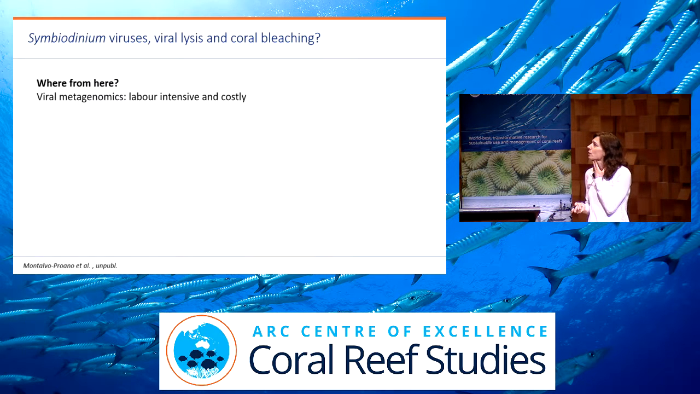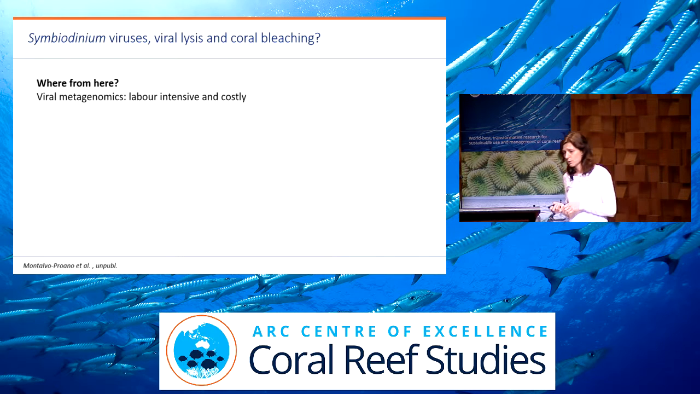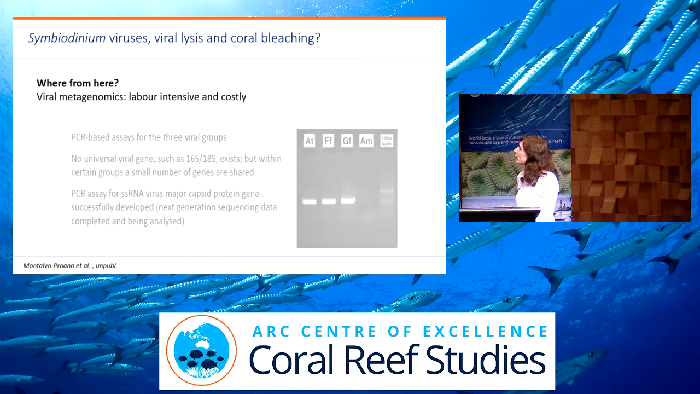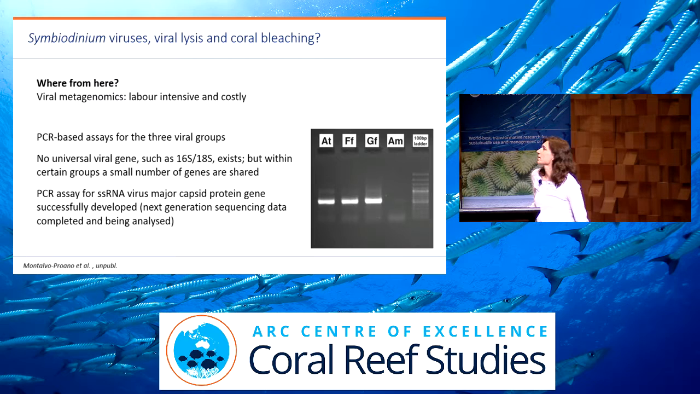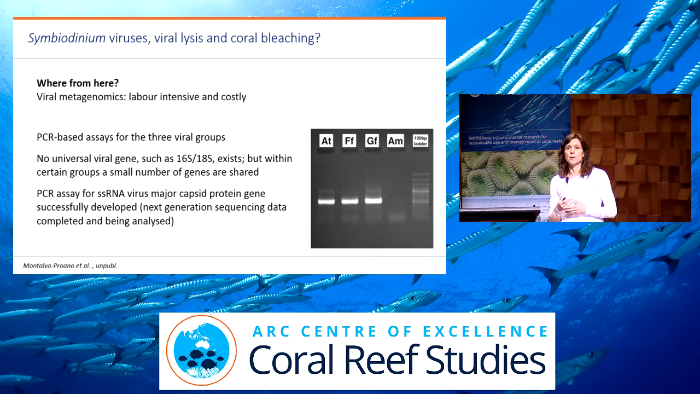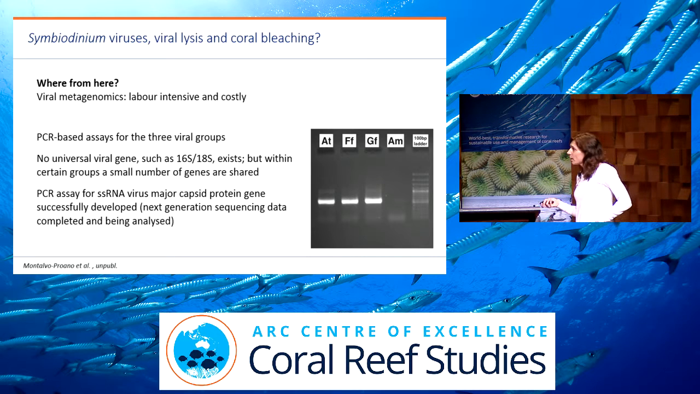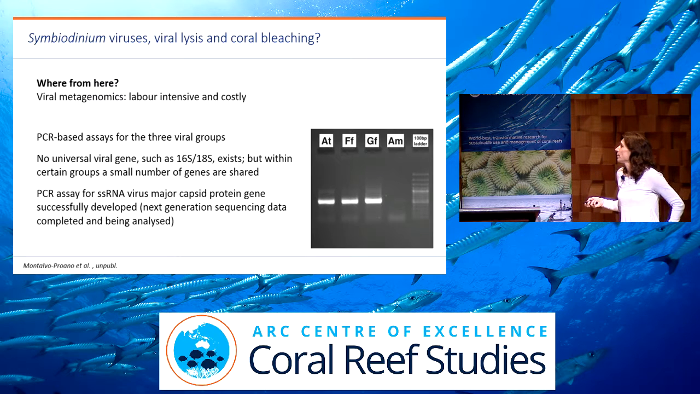Viral metagenomics is quite labor-intensive. The bioinformatics is not straightforward. The databases are very poor for viral sequences, and it's fairly costly. So what we like to do is to develop PCR-based assays for these 3 viral groups, which will allow us to a bit more rapidly assess abundance in space and time, diversity, and so on, in a wide range of samples. And we have done this for one of these coral types, one of the RNA viruses.